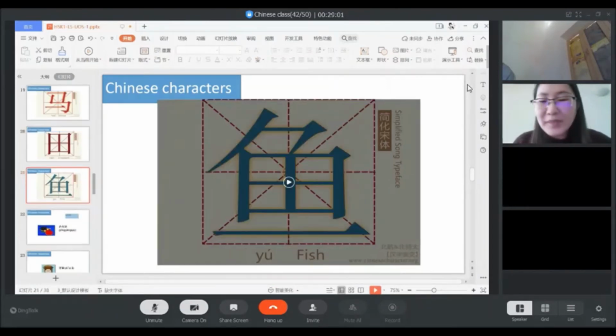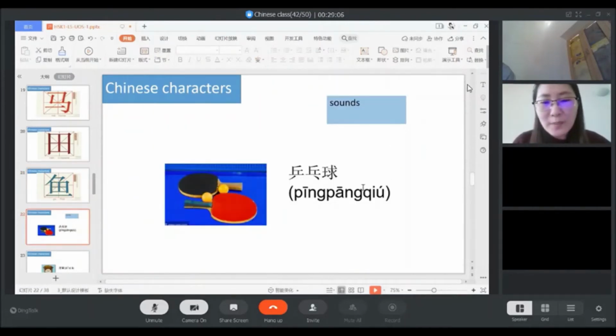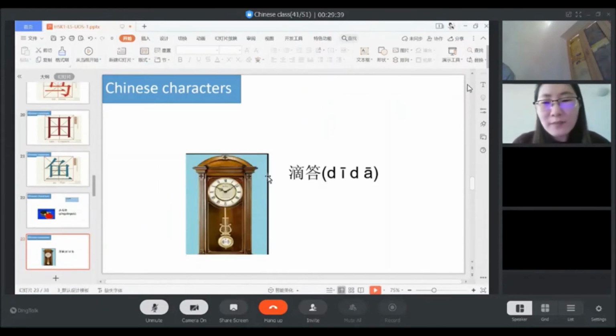Besides the words that come from pictures, there are also some words that come from sounds. For example, this one, table tennis. In Chinese, we call it 乒乓球. Why do we call it 乒乓? Because when we play table tennis, the sounds will be 乒乓, 乒乓. So the name of this ball is 乒乓球. It also comes from sounds.